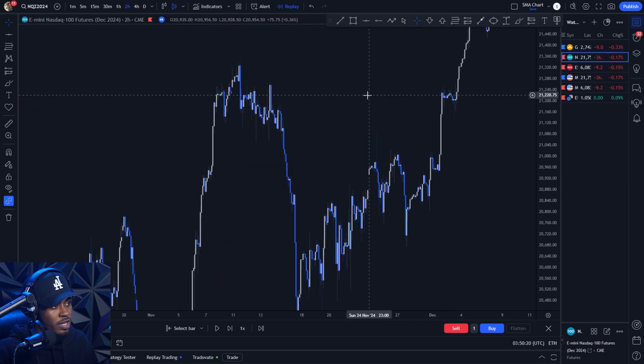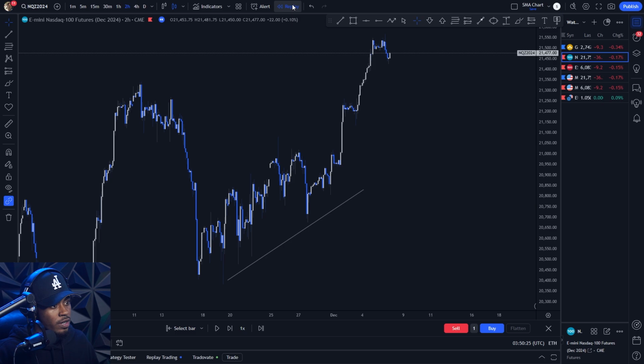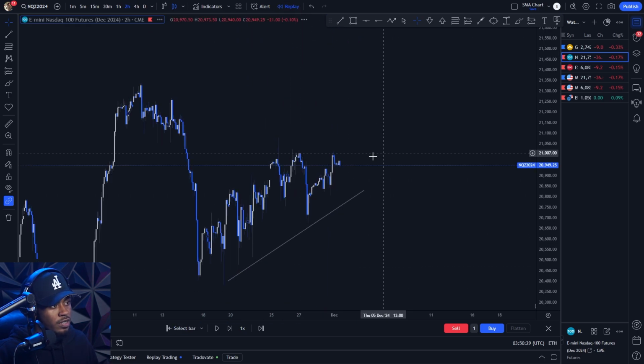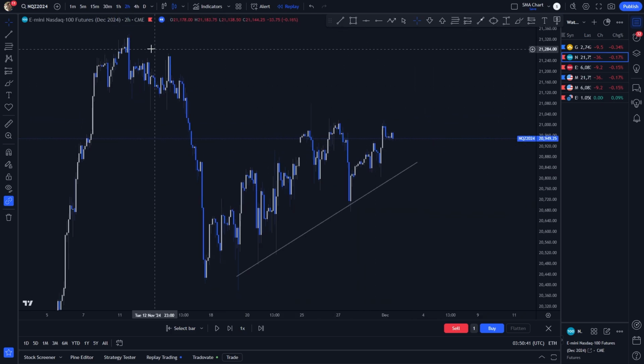Notice how price was trailing up, right? If we come down to around this area, notice how price was trailing up. So if we were trading at around this time, we are obviously in an uptrend market. Why?